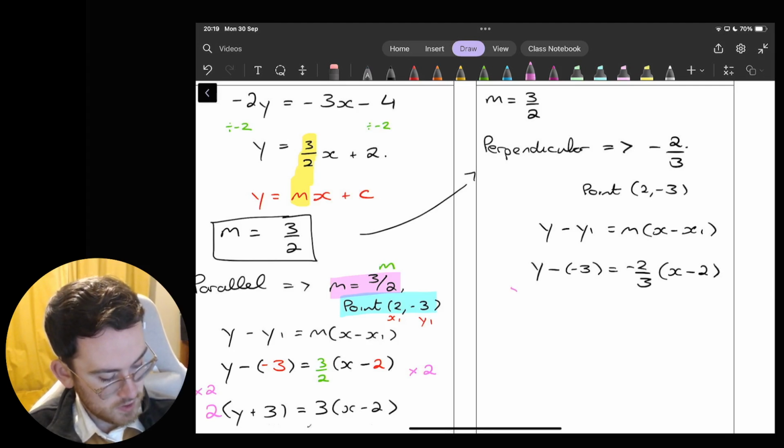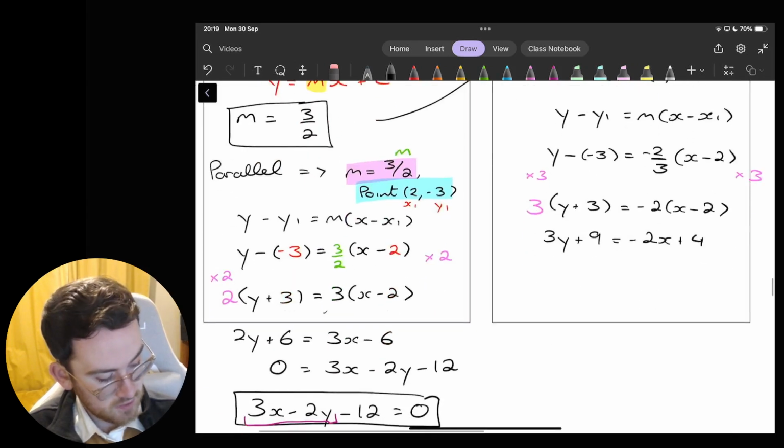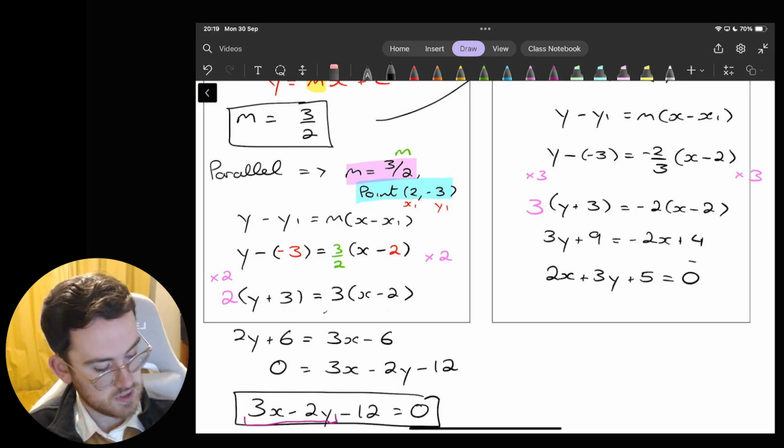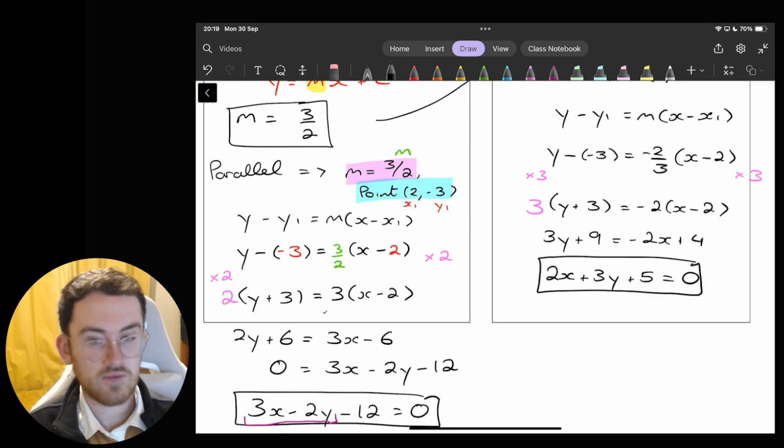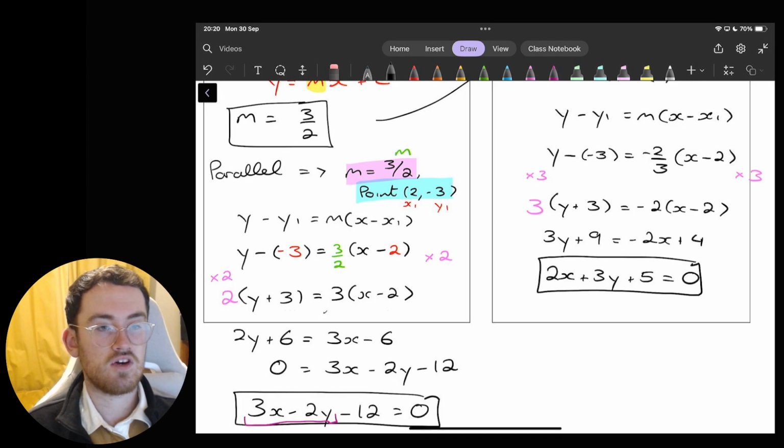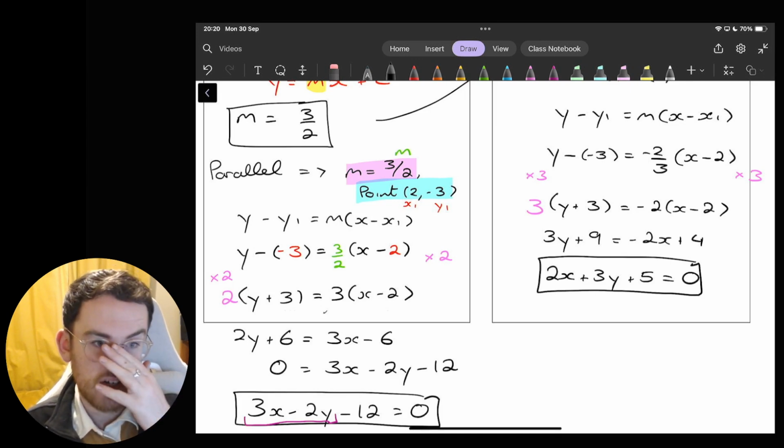Again, we're going to get rid of our fraction here, this time multiplying both sides by 3. So we get 3y plus 3 equals minus 2x minus 2. 3y plus 9 equals minus 2x plus 4. Bringing everything over to one side, then 2x plus 3y plus 5 equals 0 as my equation of the line here. So we have an alternative equation here, this time perpendicular to the given line.